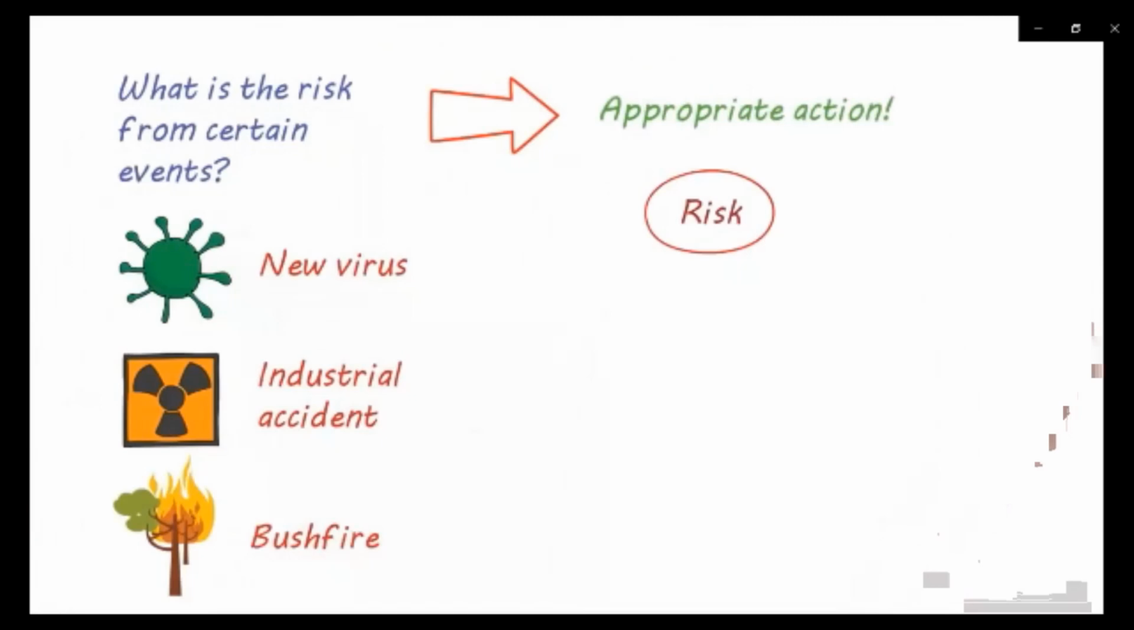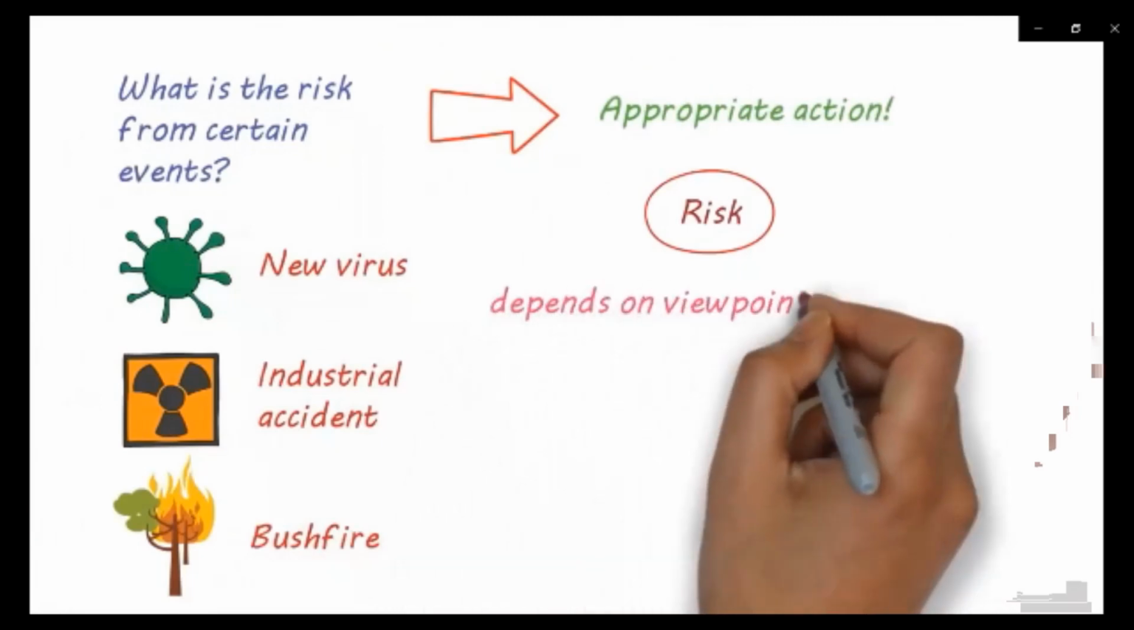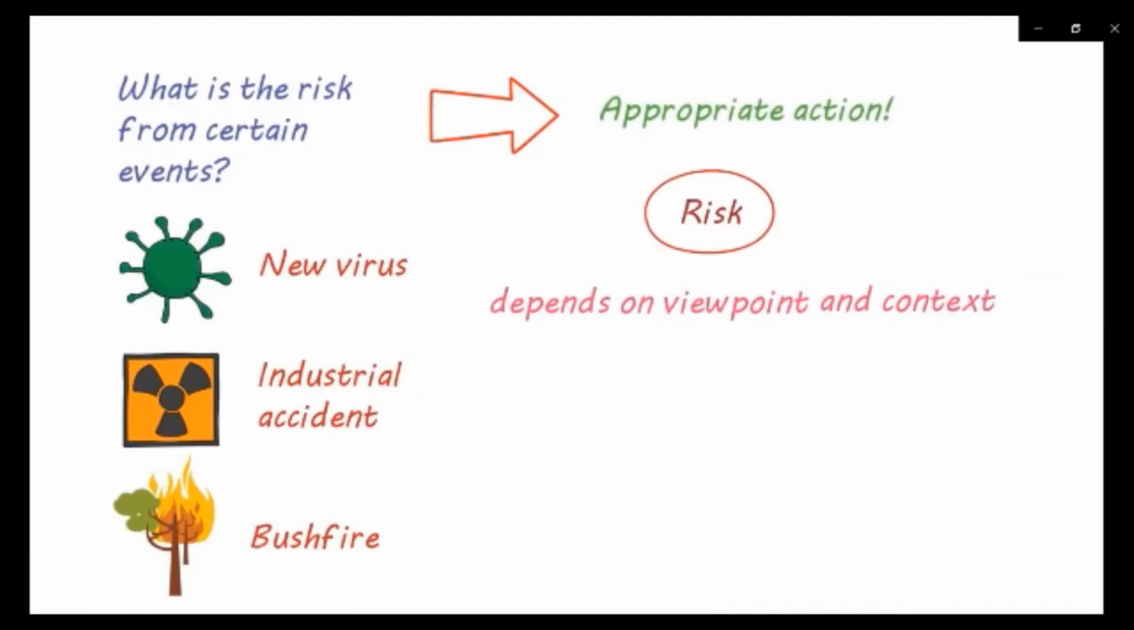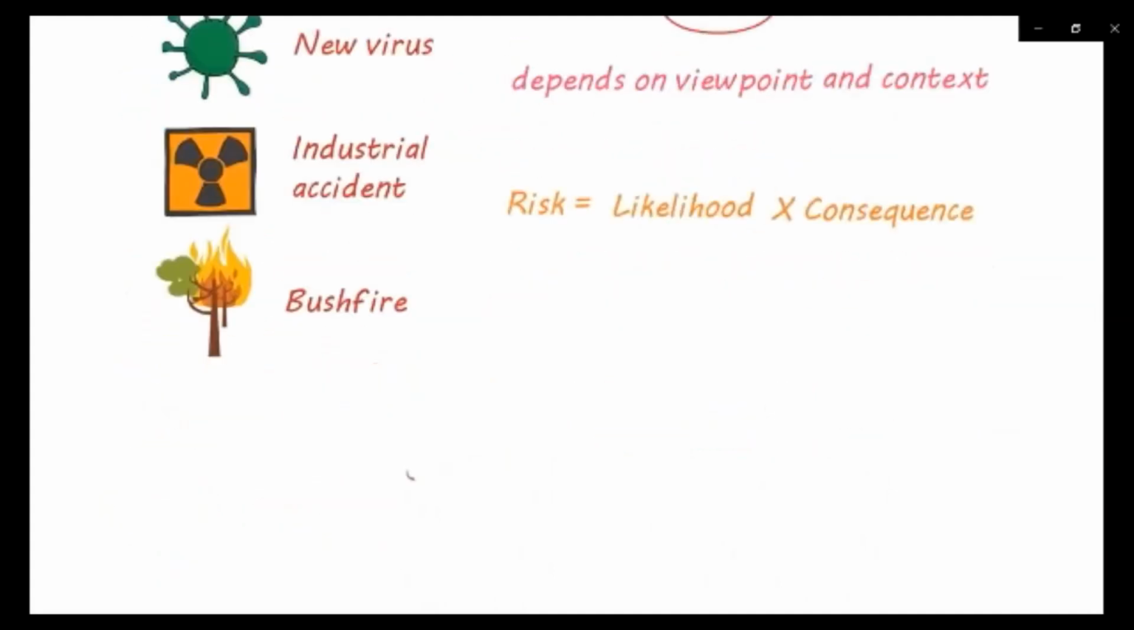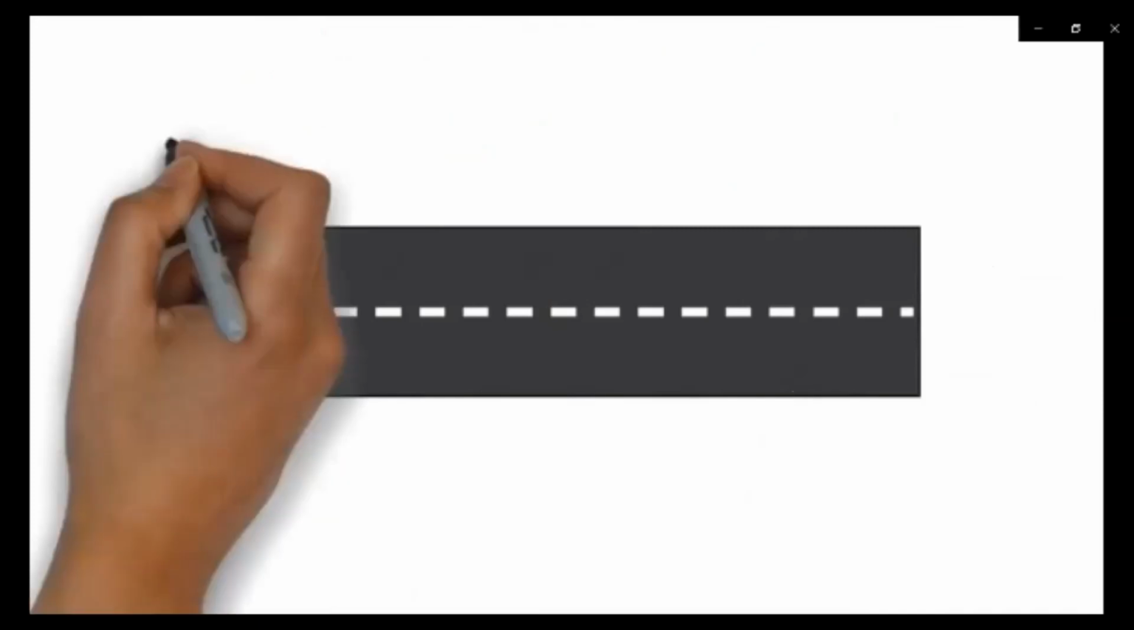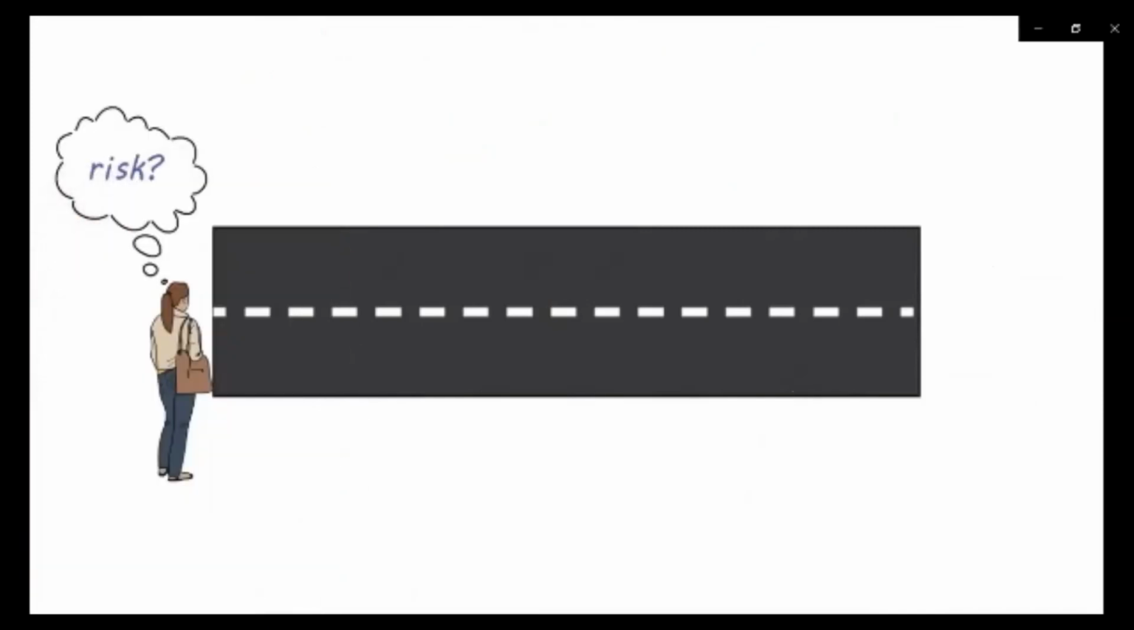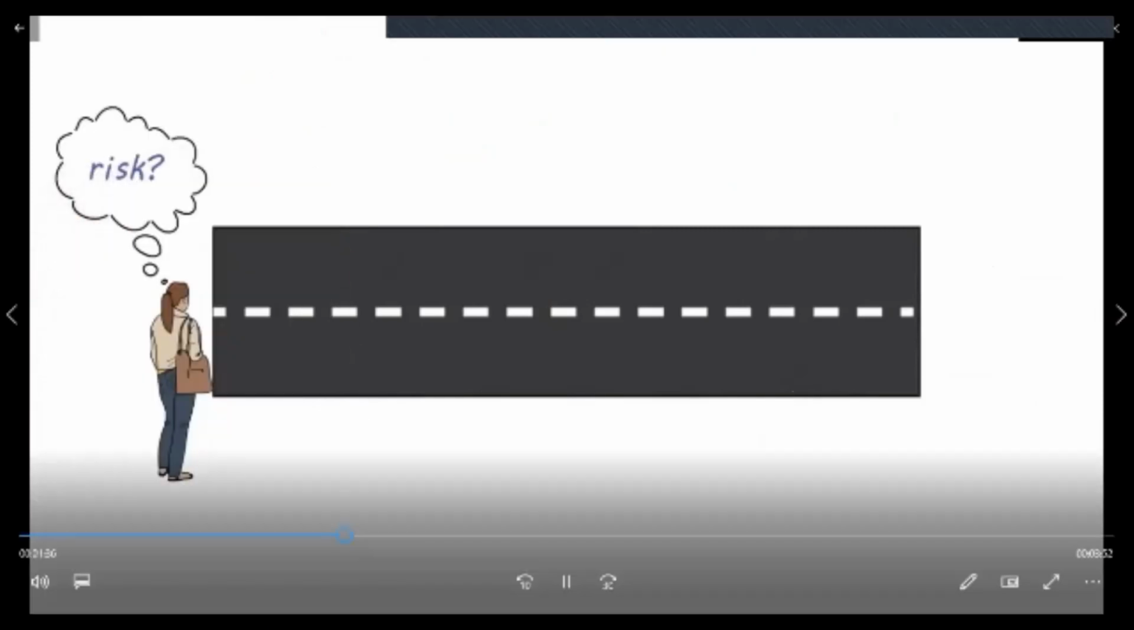Risk can mean different things to different people and in different contexts. But in very simple terms, risk can be thought of as the product of how likely someone is to be exposed to something bad, a hazard, and the consequence, which is how bad the outcome will be. Let's have a look at an example. Say you have to cross a road, and you're trying to figure out what the risk associated with this is. Let's take a look at some different scenarios.